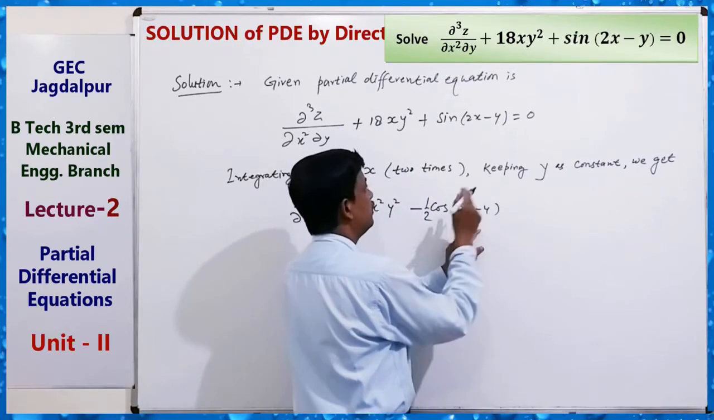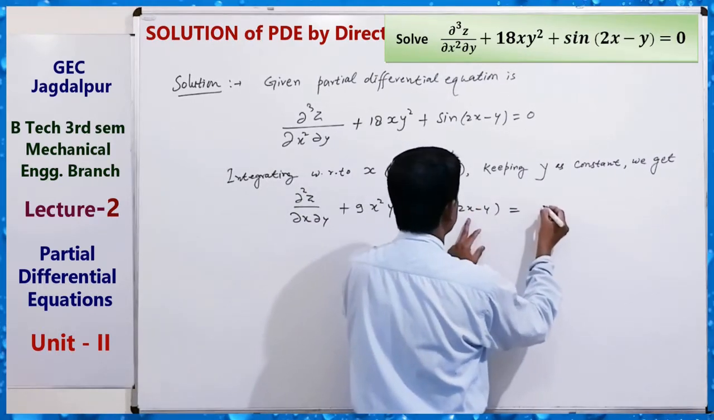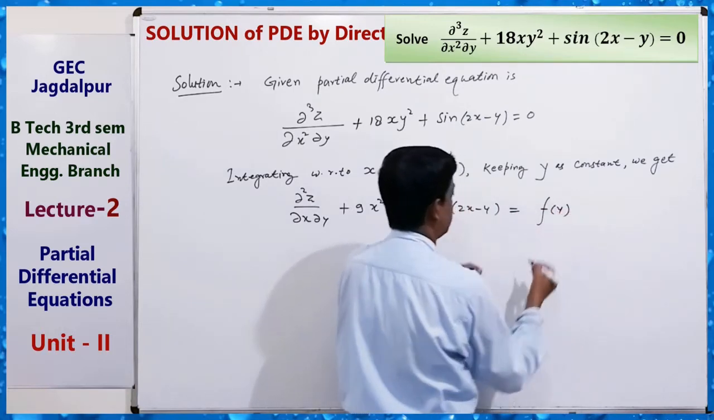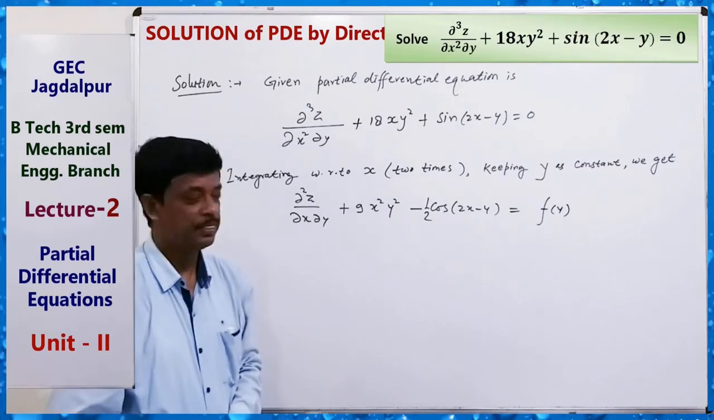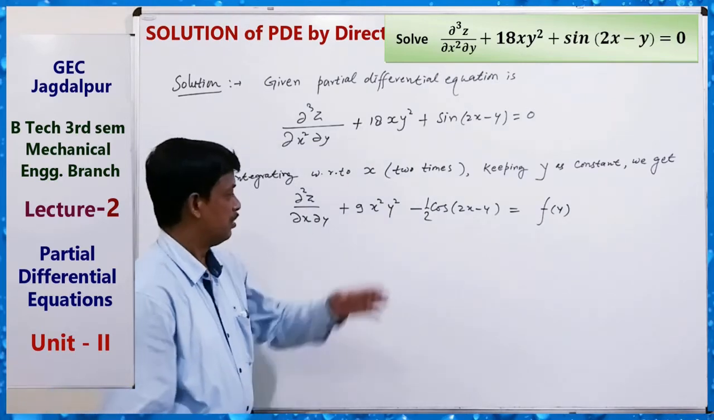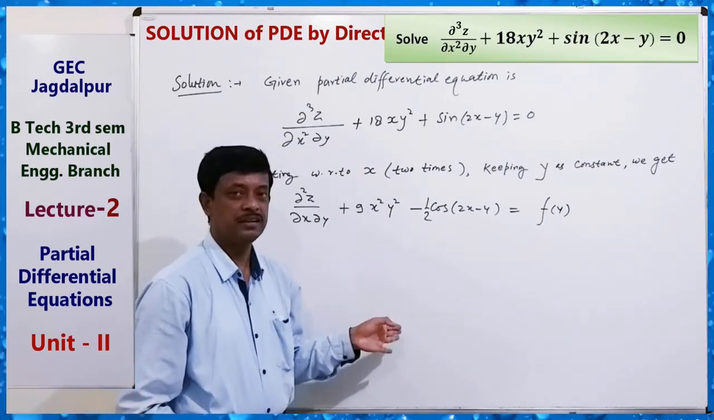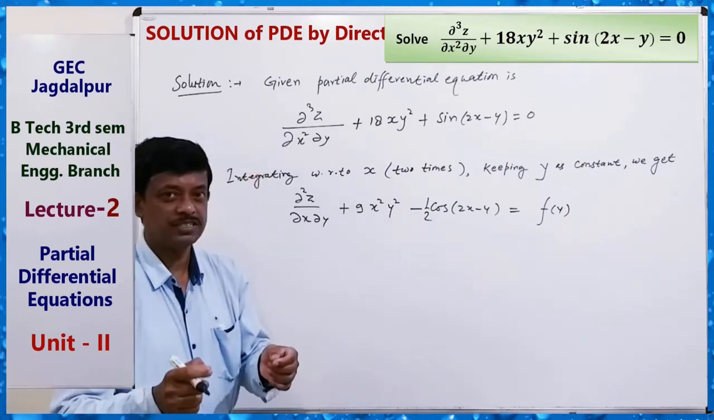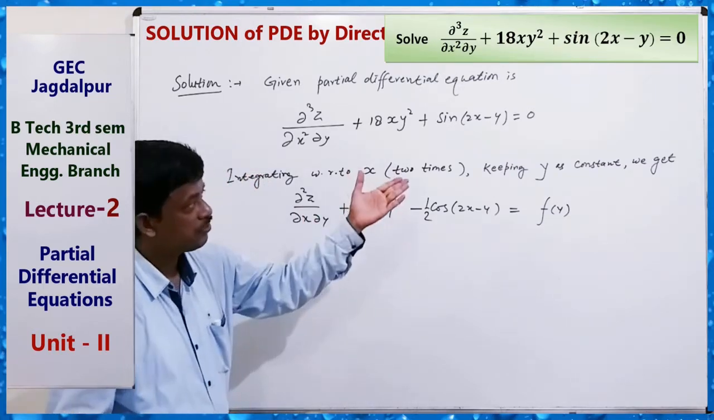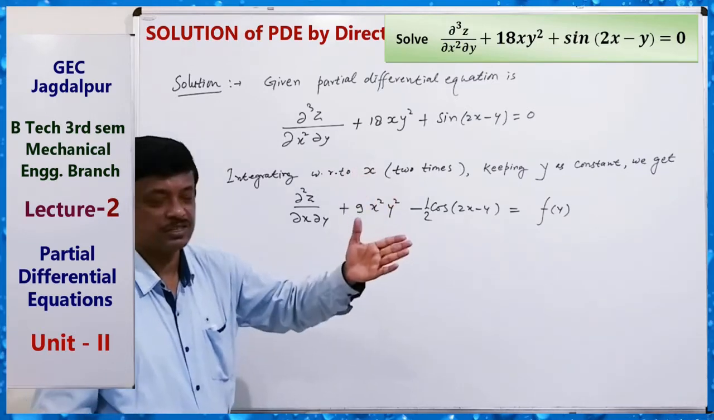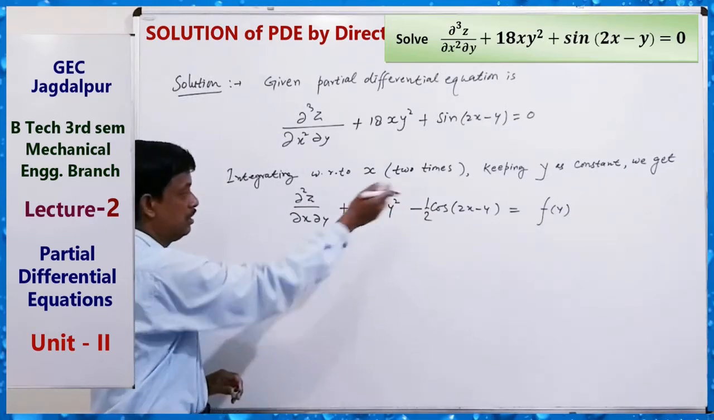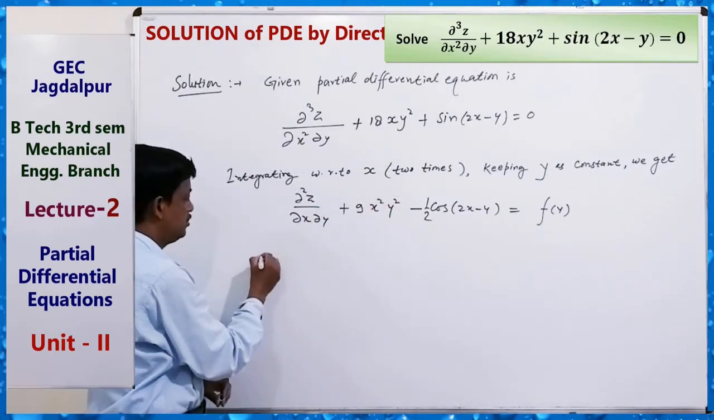Integrating is equal to a function of y, because at the time of integrating we have to add a constant. Here y is treated as a constant, so the constant will be a function of y. That's why we are writing it like this.